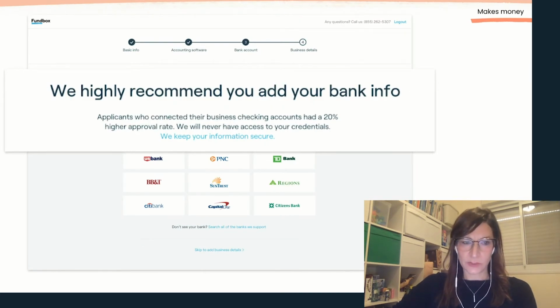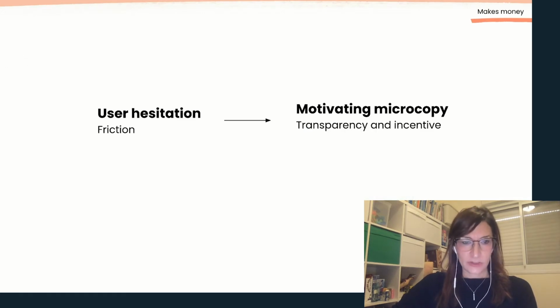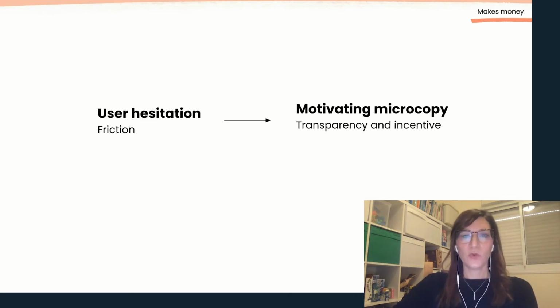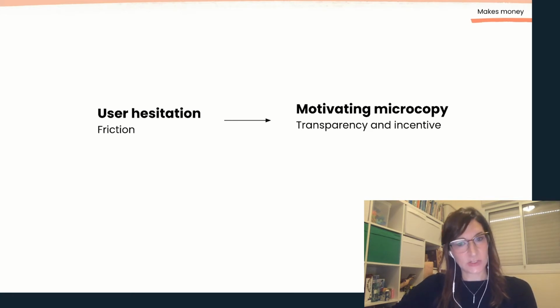What we ended up writing, and we worked a long time on this, was we highly recommend you add your bank info. Applicants who connected their business checking accounts had a 20% higher approval rate. The main hesitation here is friction. It turns out it wasn't even a privacy concern of why would I connect you to my bank account if I don't need to? It was more of just I don't have time for this. I don't want to remember my credentials for my bank account. I just don't want to deal with this right now. We motivated them by being transparent and incentivizing them as to why this might be a good idea, which motivated them to connect a pretty sensitive data source when they didn't need to.